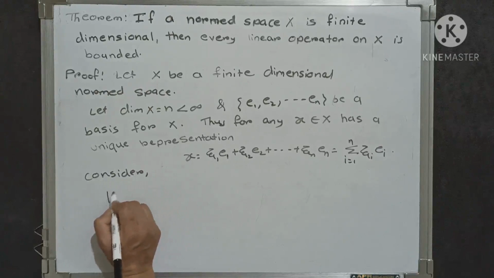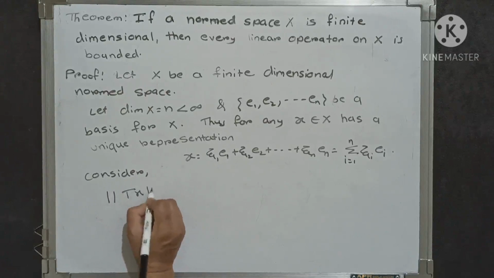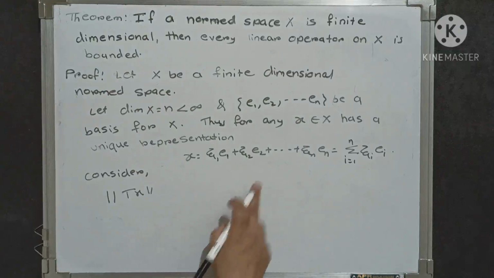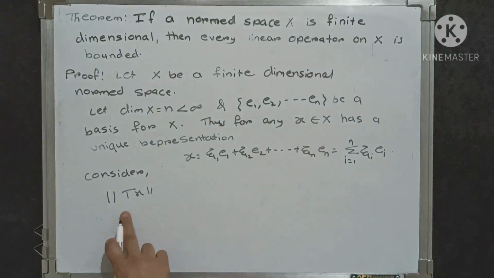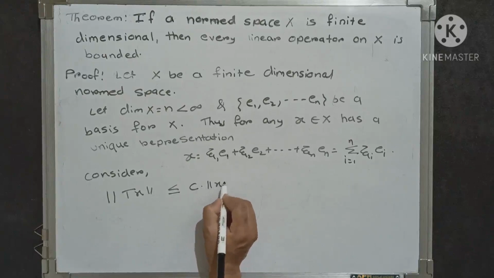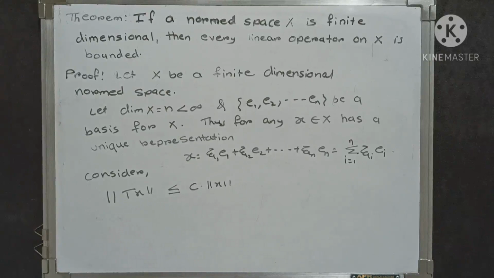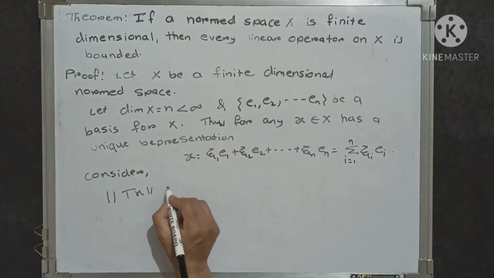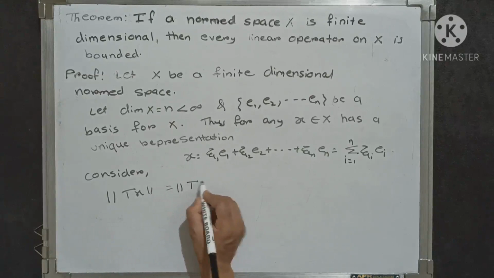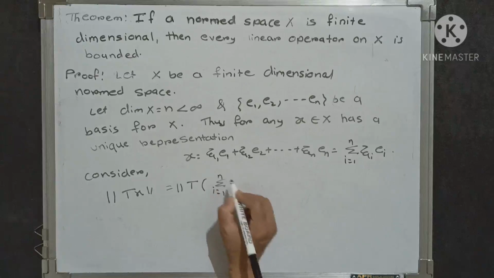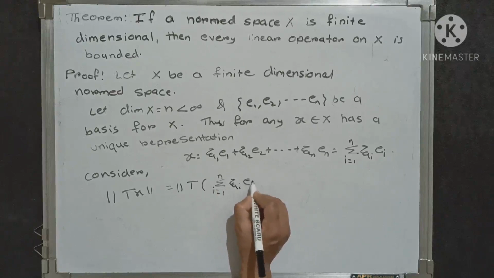norm of Tx. Now to show that T is a bounded linear operator, we have to show that for any x belonging to capital X, norm of Tx is less than or equal to C times norm of x. To prove this, we start with the norm of Tx. Putting the value of x, it equals norm of T of summation i running from 1 to n of xi i e i.